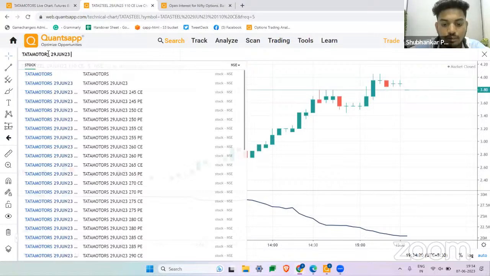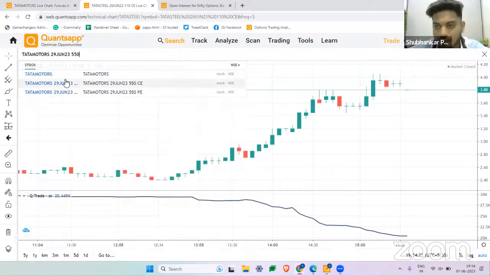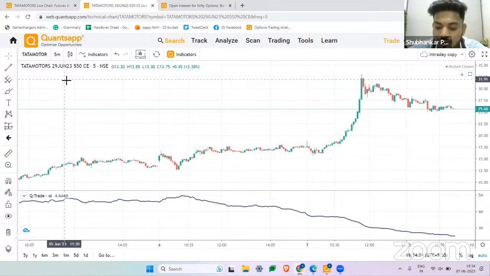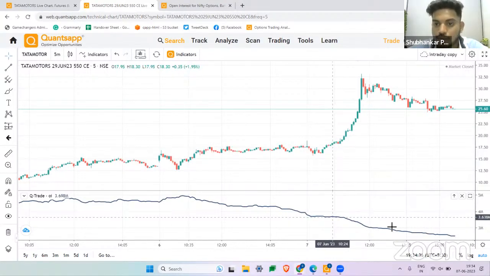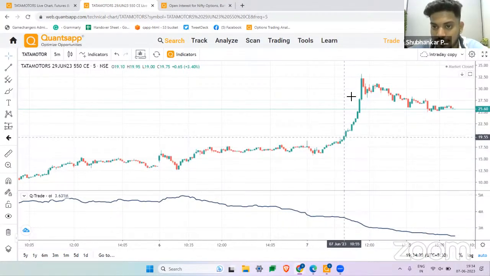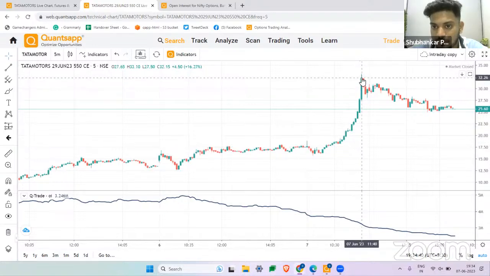Okay, Tata Motors 29 June 23, 550 call. This was on my radar list. I will show you the screenshot as well after I explain the triggers. And see the drastic drop in OI. Okay, so this is what we need to do. The premium of 19 has become 33, 32, 32.5, which is very good.